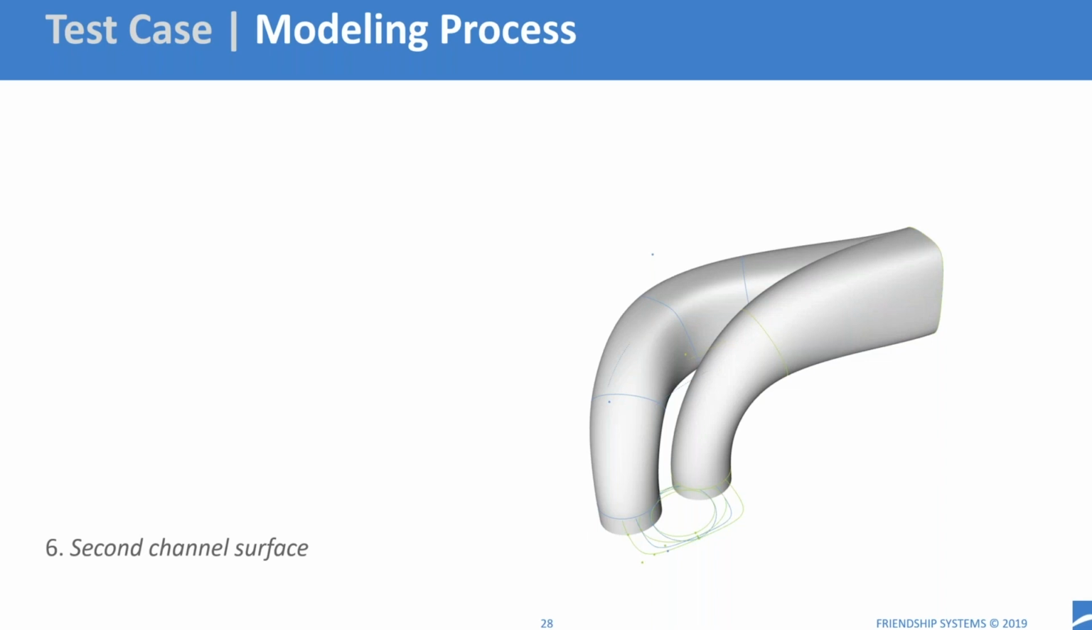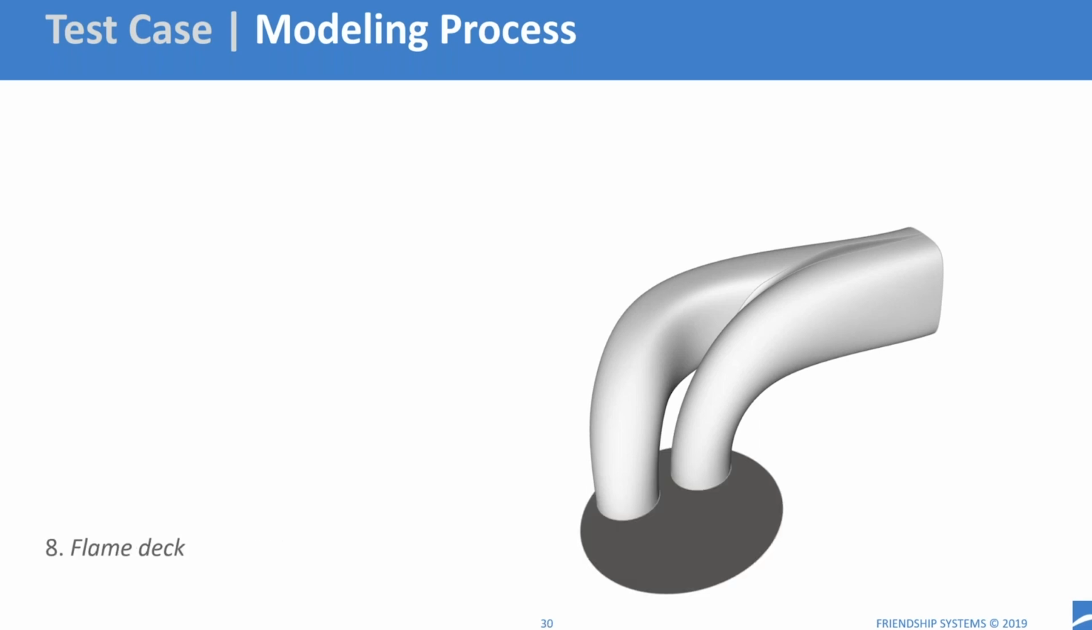And then when we have the two channels, we can intersect them and create the fillet at the intersection, or the septum between these two channels. The next step is to add the other components that we also need for the simulation. So we have the flame deck here and the valve seats. And then we have the valve guides or bossings that are intersected or attached to the port channels.